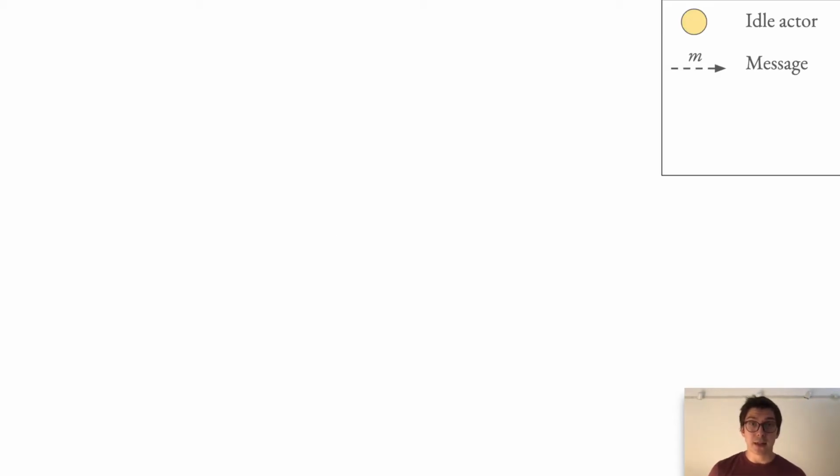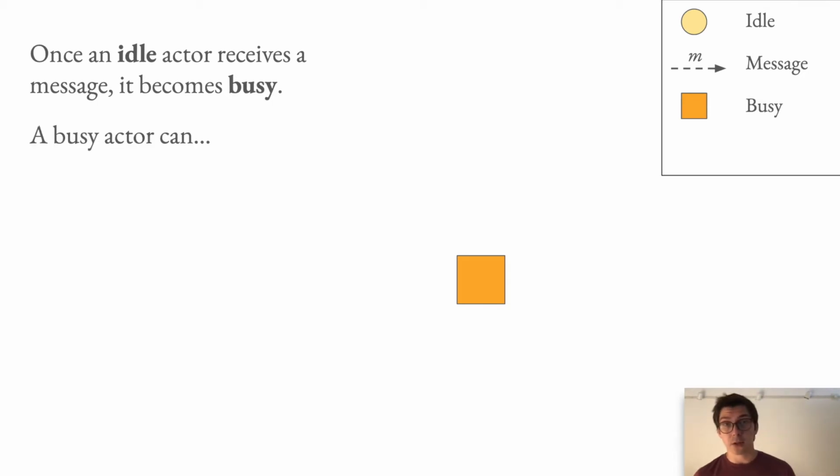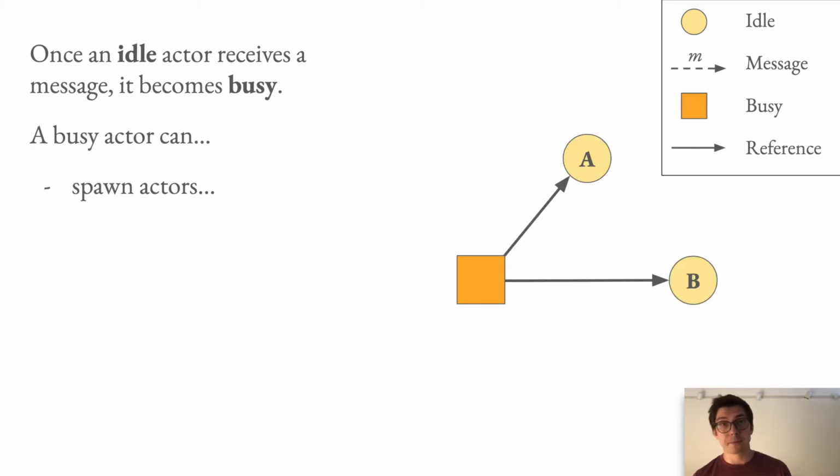So as you can see in the legend here, we denote actors as circles and messages as dashed arrows. And here we have an actor with an undelivered message M. So initially an actor is idle, meaning it's waiting for a message. Once an idle actor receives a message, it becomes busy, denoted by this orange square. And a busy actor can then do a number of actions, for example, spawning new actors.